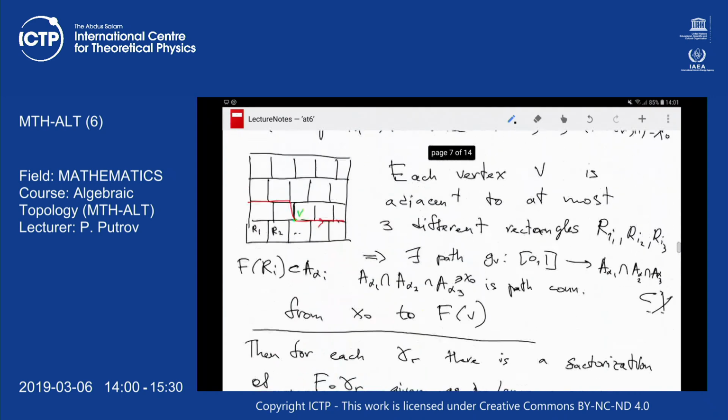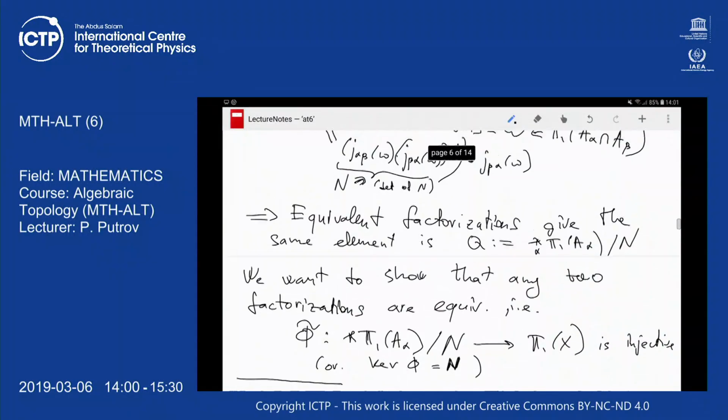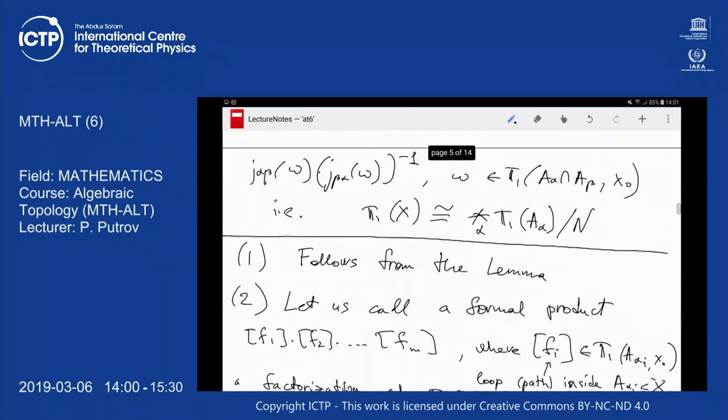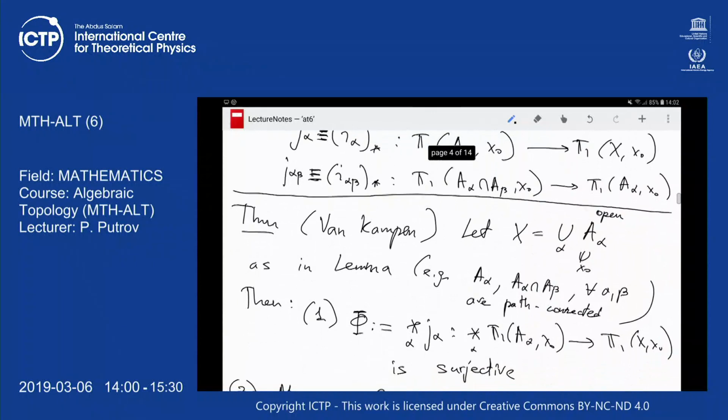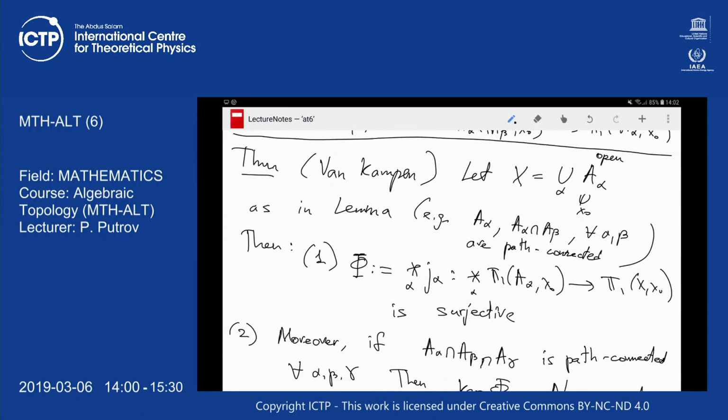Let's start by briefly reviewing the theorem which we started to prove last time. So the theorem, the Seifert–van Kampen theorem, was about this: if you have X represented as a union of open sets A alpha such that all pairwise intersections are path connected, and more or less all triple intersections are also path connected.